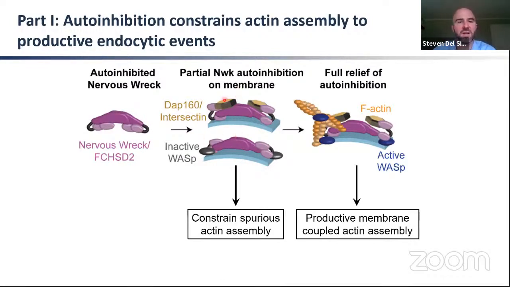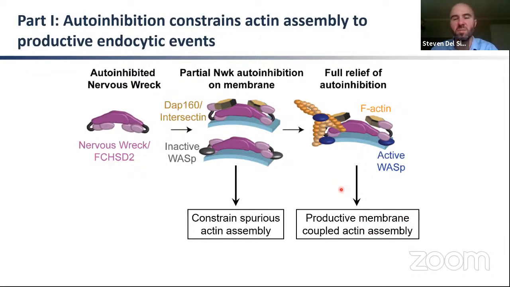The summary model for this first part is that Nervous Wreck is autoinhibited, even when it's complexed with either DAP160 or WASp. This would be a mechanism to explain how you could get this really broad pre-deployment of these proteins to the membrane without necessarily driving actin assembly everywhere. And it really requires this full relief of autoinhibition, either by the coincidence detection of all of them, or maybe some other synaptic cues like membrane charge or cargo. And that's driving really productive membrane-coupled actin assembly.